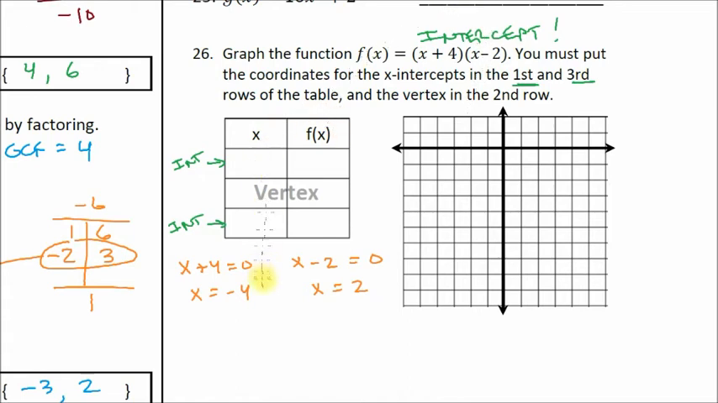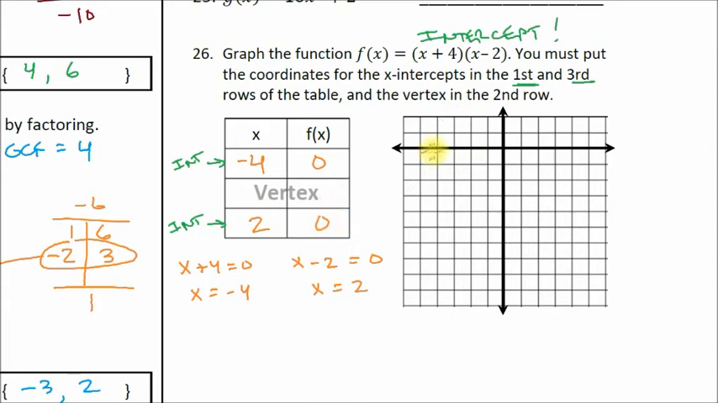Now here's what we do. This negative 4 can go into the first row. And we know, class, that x-intercepts always have a y value of 0. The second x-intercept can go here. Sorry, this is supposed to be negative 4. And this is 2 and 0. Now, if you wrote 2 on top and negative 4 on bottom, it makes no difference. It's all going to come out the same on our graph.